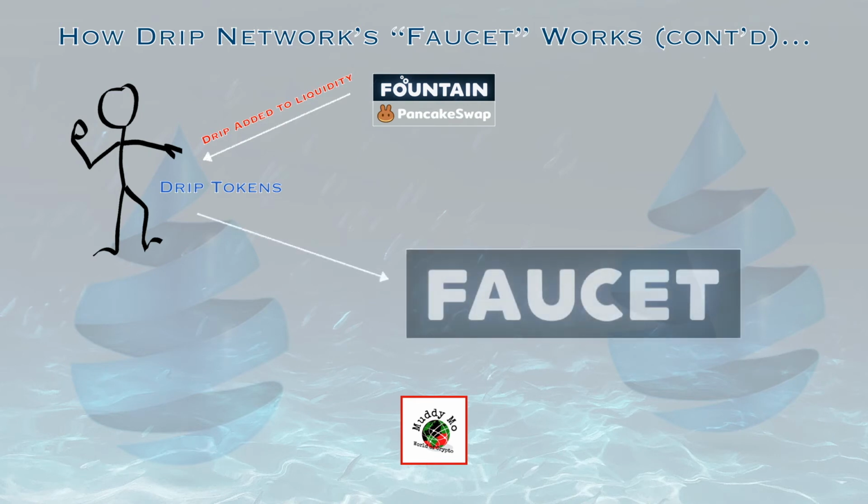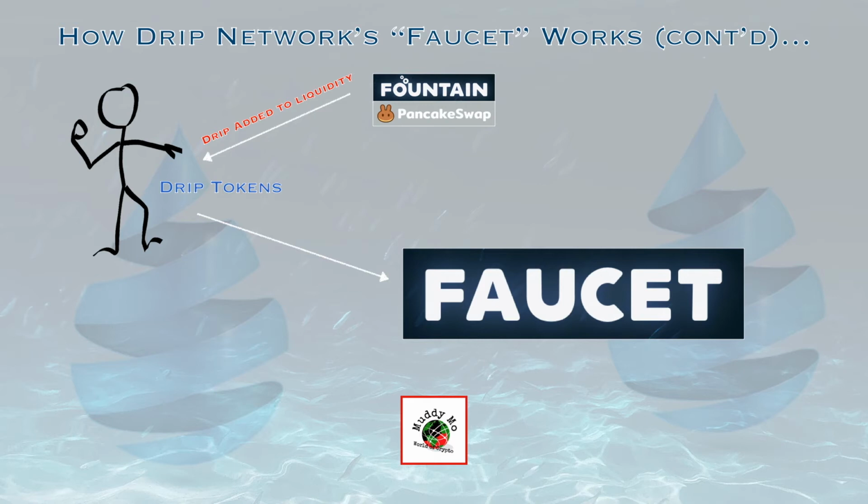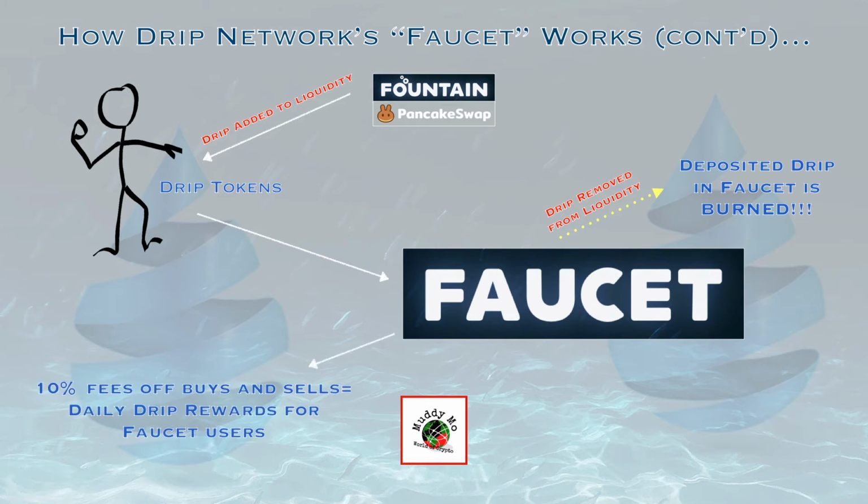However, once a user enters the Faucet, those drip tokens that were purchased are now burned and sent to a burn address, which shrinks the amount of drip tokens that are totally available, which in most cases will increase the price. Also, from the 10% buy and sell tax on drip tokens, those fees are put into a rewards pool, and the reward pool pays off Faucet holders that 1% daily.